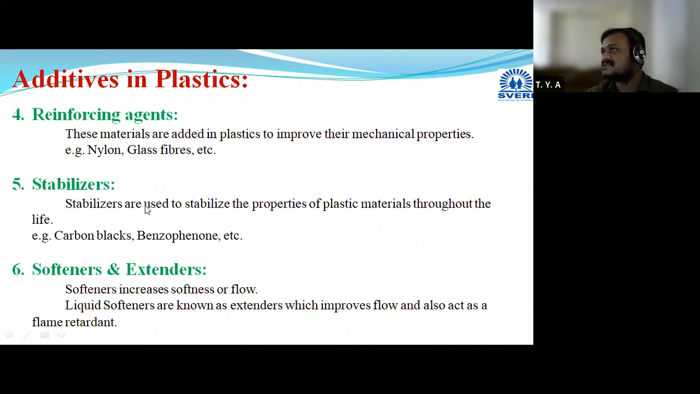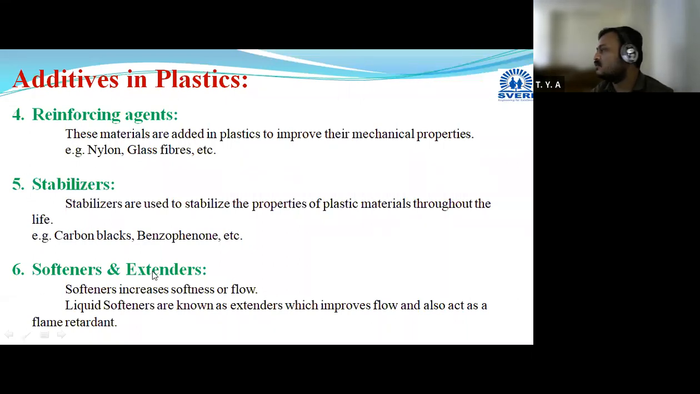Stabilization is very necessary. So whichever elements are added to achieve this stabilization, so that the plastic material can be used for a longer life, are termed as stabilizers. For examples, some carbon blacks are added, or some chemicals like benzophenone. Just remember the function of these, or why we are adding these stabilizers. And then softeners and extenders.